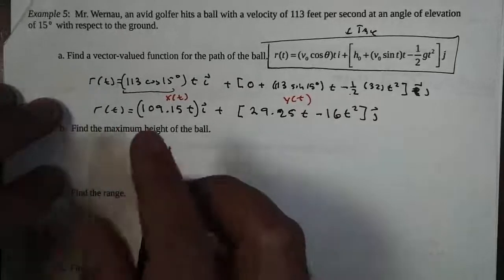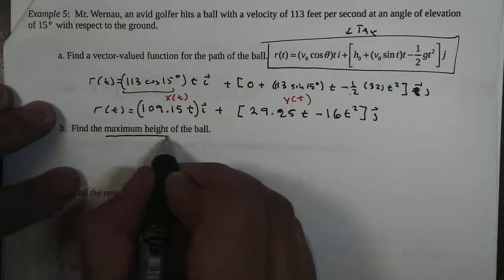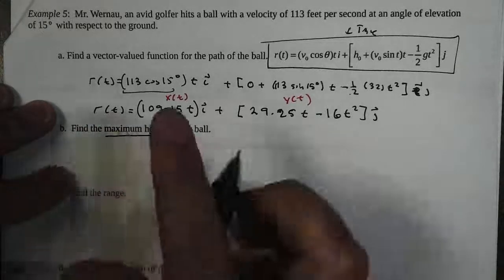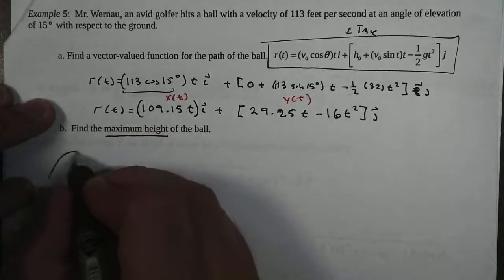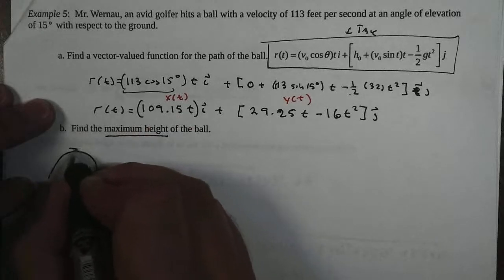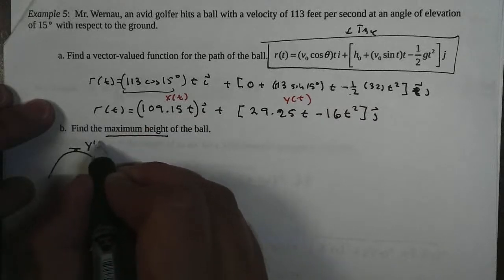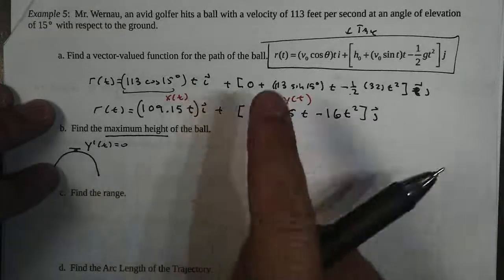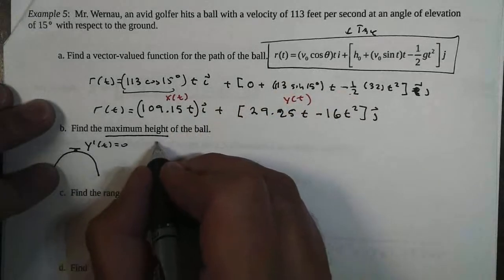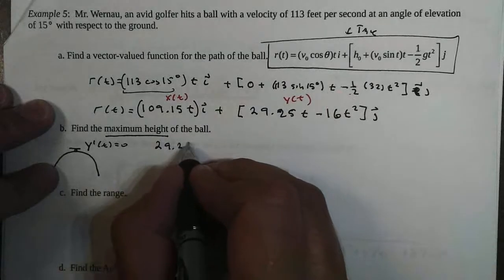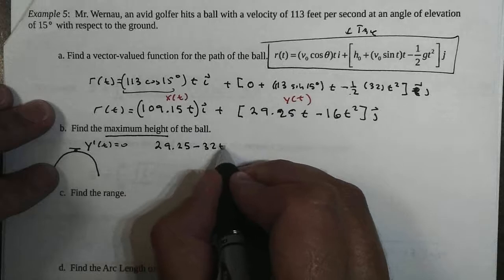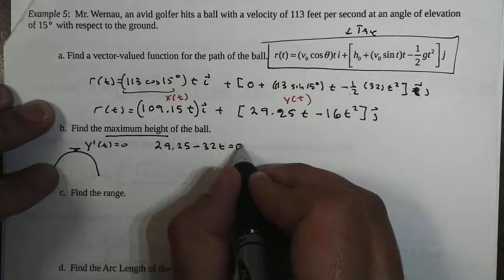Now the next question says, find the maximum height of the ball. Well, we've done this before. If I knock a ball up in the air, the maximum height is where the change in y is 0. So that's what we're going to look for. I have to take the derivative here, so we get 29.25 minus 32t equal to 0.